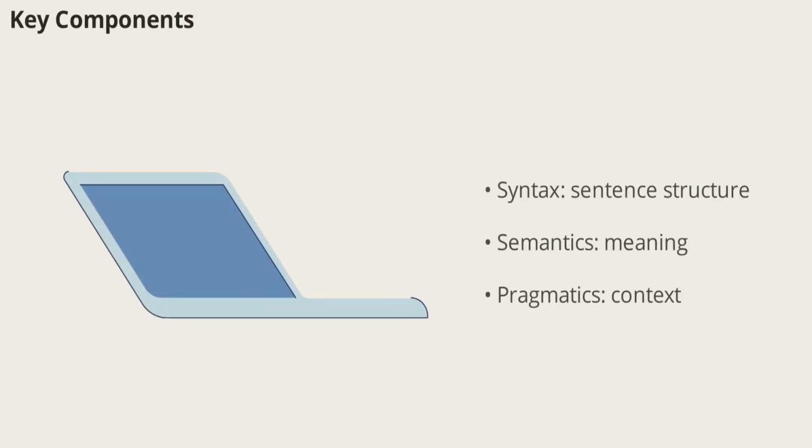NLP is built on several key components that work together to process language. These include syntax, which deals with sentence structure, semantics, which focuses on meaning, and pragmatics, which considers context. Each component plays a crucial role in helping computers make sense of language. By breaking down language into these elements, NLP systems can analyze and understand text or speech more effectively, paving the way for accurate communication between humans and machines.